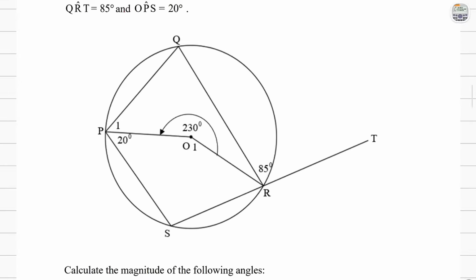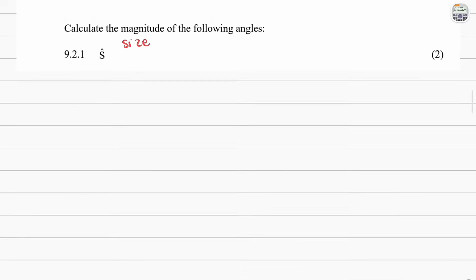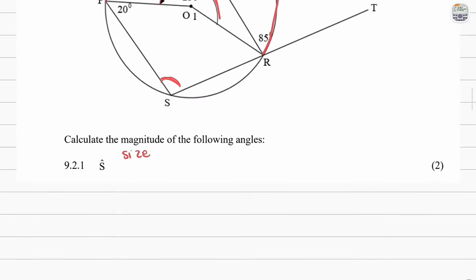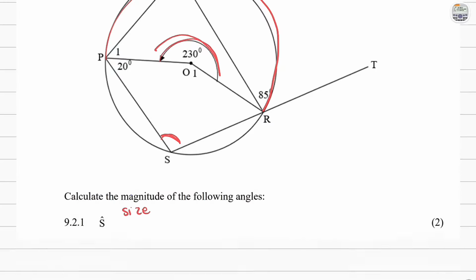Do you see how this angle is supported by this arc PR, and the angle at the center is also supported by PR? So it means that this angle, 230 degrees, is twice the size of angle S. Did they name it? Not really, they just called it a reflex angle. But if it is twice the size, then this is the bigger angle, and that's the smaller angle.